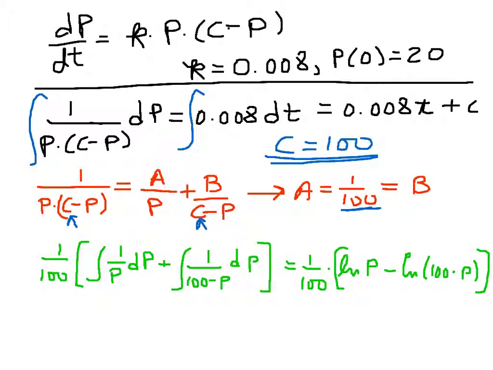So given that a and b are 1/100th, we'll factor that out, and we're looking at the integral of 1 over p plus the integral of 1 over 100 minus p. Well, the integral of 1 over p is just the ln of p. The integral of 1 over 100 minus p is the ln of 100 minus p, and we need this minus sign here because when I take the derivative of 100 minus p, I get minus 1.